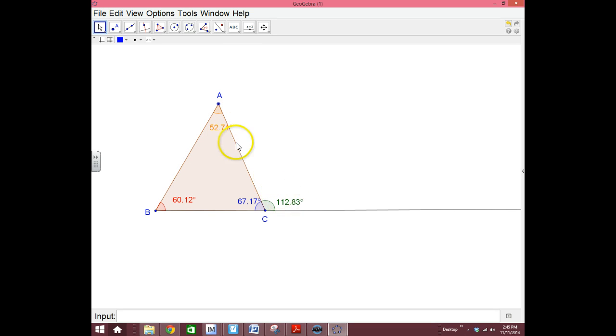Well, the new theorem states that if those two add up to make the big one outside, then that means that the outside one has to be bigger than either of those two inside angles, which should make sense. If these two make up this one here, this one has to be bigger than both of them.